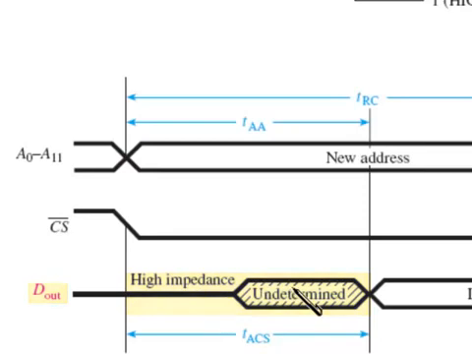You can't read it until after you take care of the TAA nanoseconds and the TACS, which is the access from the chip select. Now here the chip select goes low. It takes a few, whatever the time is, nanoseconds or microseconds, before the data is valid.